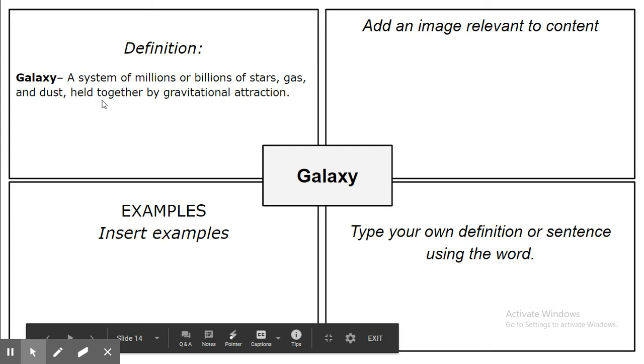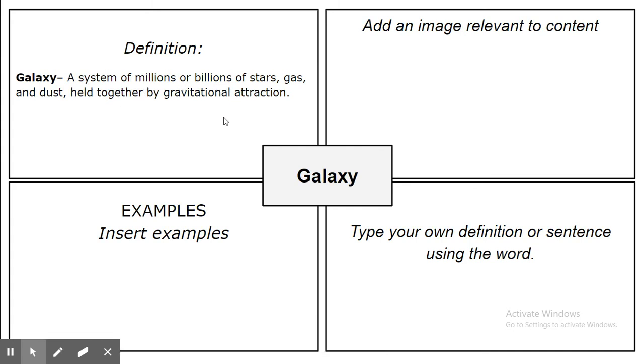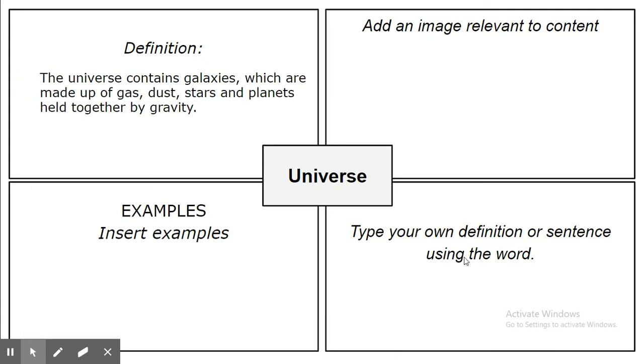Galaxy. A system of millions or billions of stars, gas, dust held together by gravitational attraction. Insert your examples, Google an image, and type your own definition or sentence using the word. Universe. The universe contains galaxies, which are made up of gas, dust, stars, and planets held together by gravity. Insert some examples, Google an image, and type your own definition or sentence using the word.